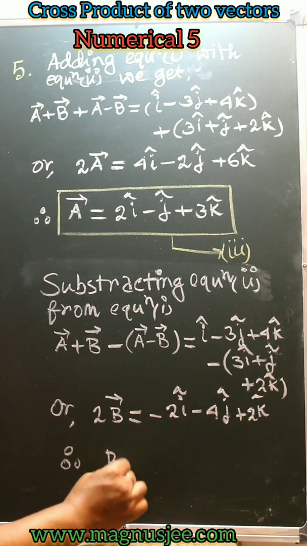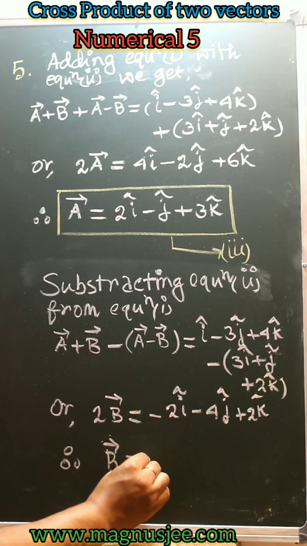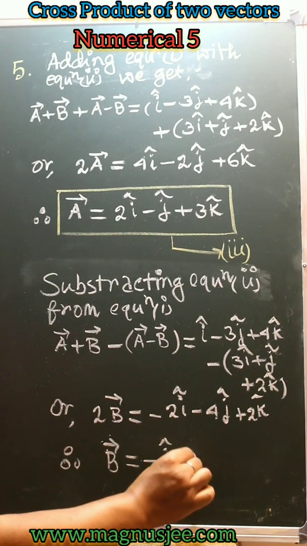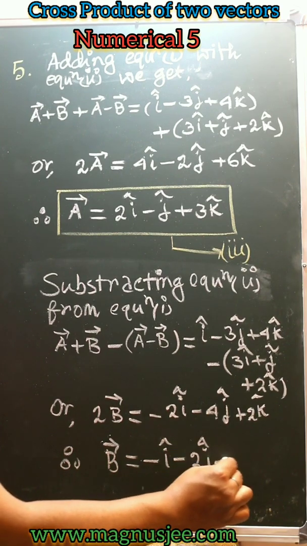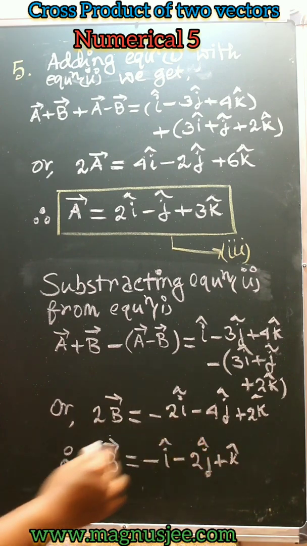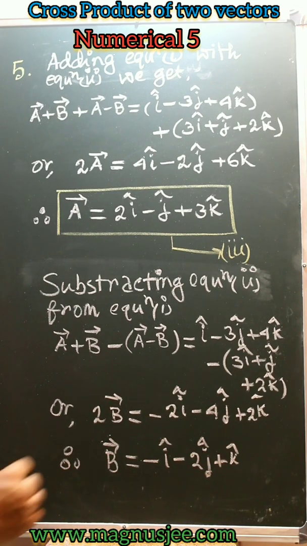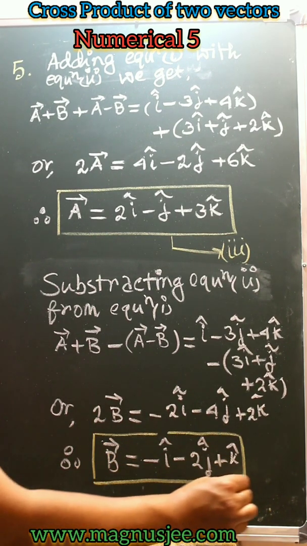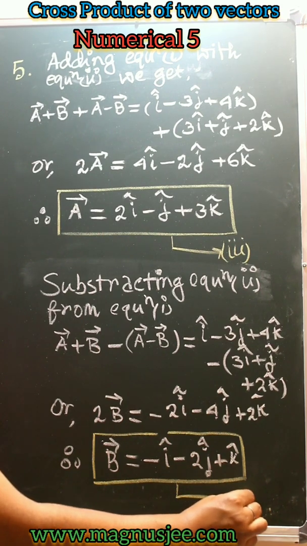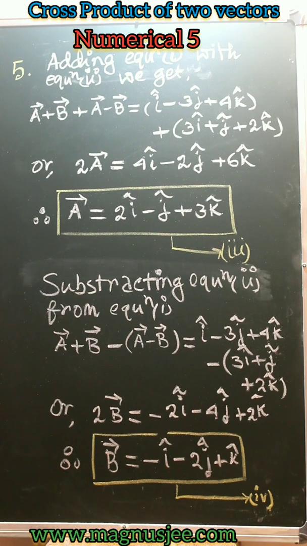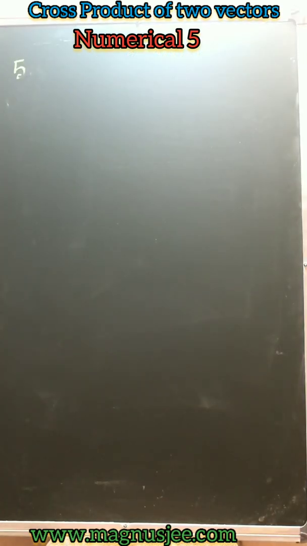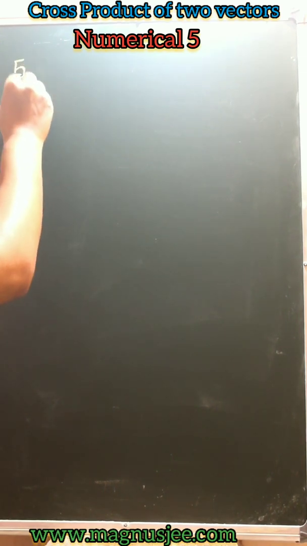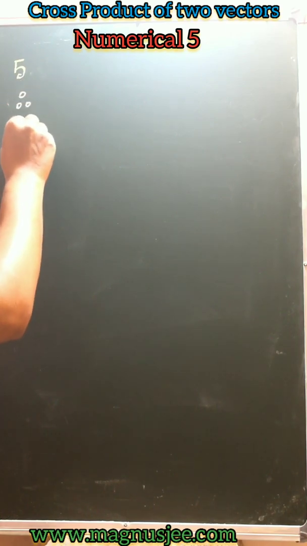Therefore, dividing all the terms by 2, vector B equal minus i cap minus 2j cap plus k cap. This is vector B, equation 4. So we get the expression of vector A and vector B. Now we can find vector A cross vector B.